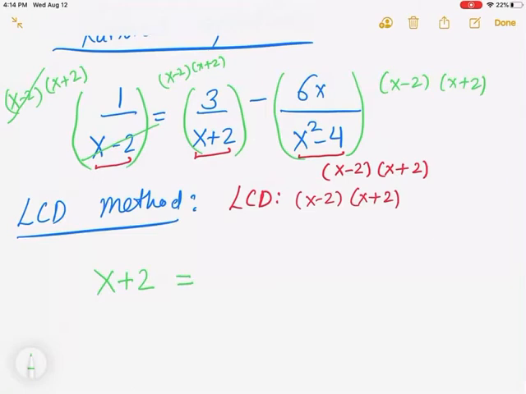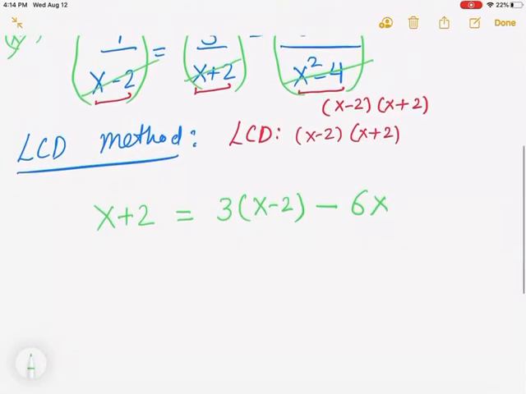Let's move on to the second fraction. So x plus 2 is going to get canceled out with x plus 2. So what's left is 3 times x minus 2. There's a minus. Now, isn't x squared minus 4 the same as x minus 2 and x plus 2? So this is going to get canceled out with both of these factors. So what's left is just 6x. Next, this looks way easier than before.